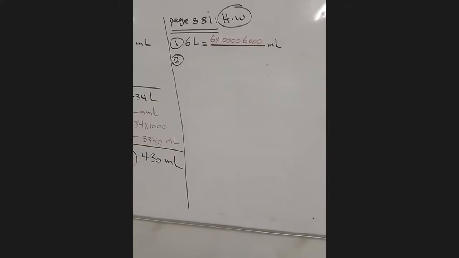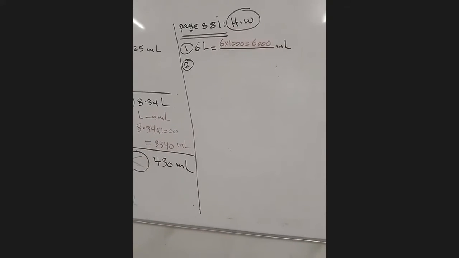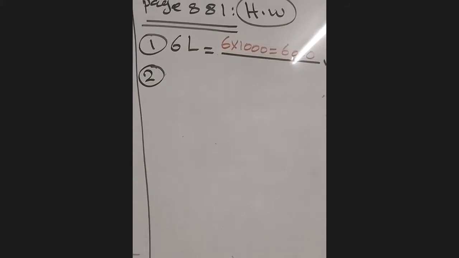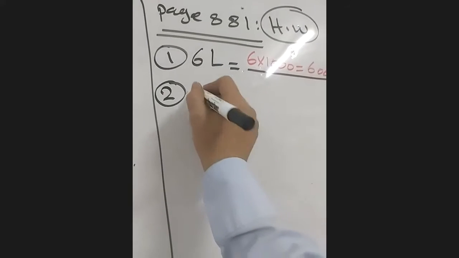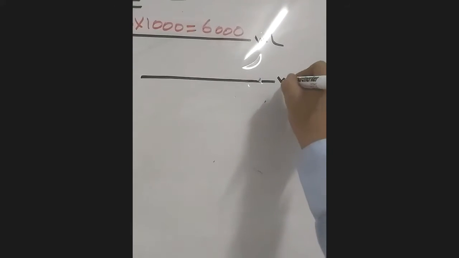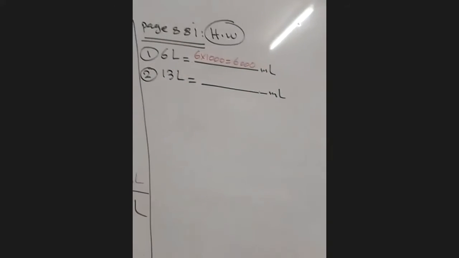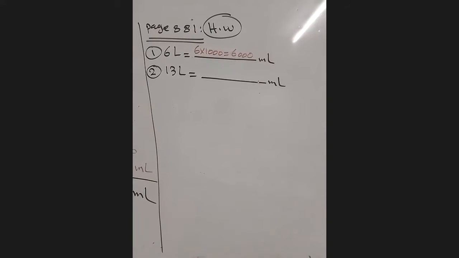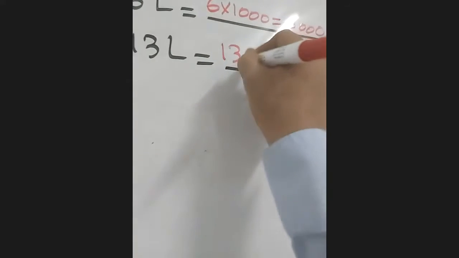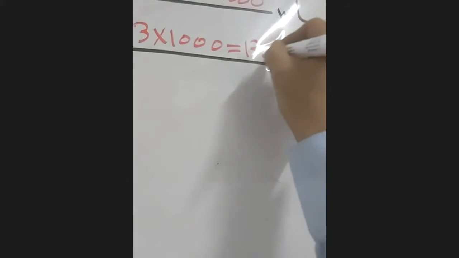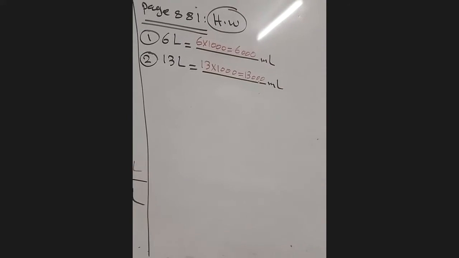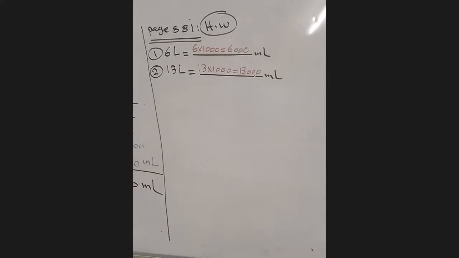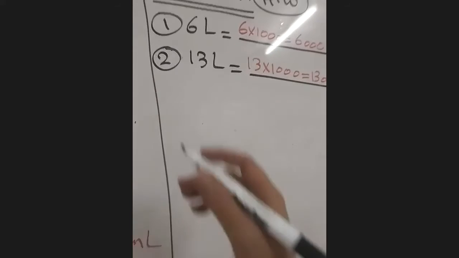We are on page 881 again, guys. Yes, Mr. Yalla, read question two. 13 liters equal how many milliliters? Good. If we want to turn from liter to milliliter, how? The answer is 13,000. So we multiply 13 by 1,000 equals 13,000 milliliter. Thank you, Muhammad. This is question two, guys. From 13 liter, it's 13,000 milliliter. Good, Muhammad. Question three now.